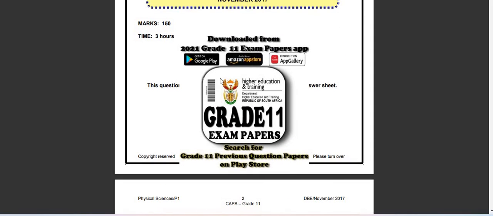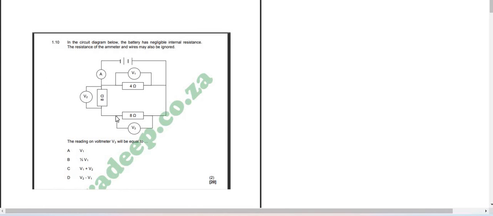If you go into your Google Play Store, you actually will find this question. Just type grade 11 exam papers and you'll find this app, and it has a number of previous question papers. So the question that the person was interested in was question 1.10. It's this question over here, and it's a multiple choice question.